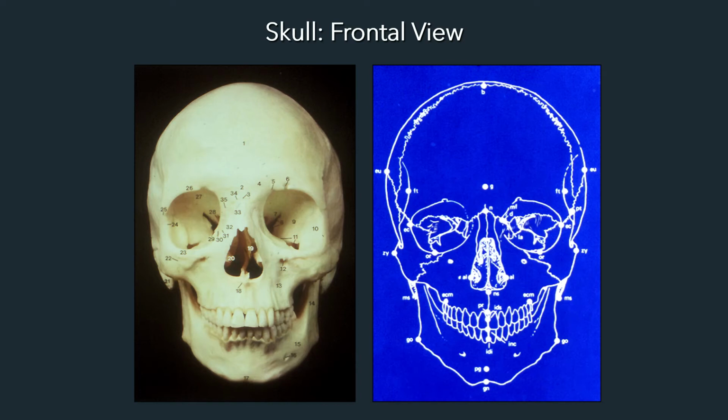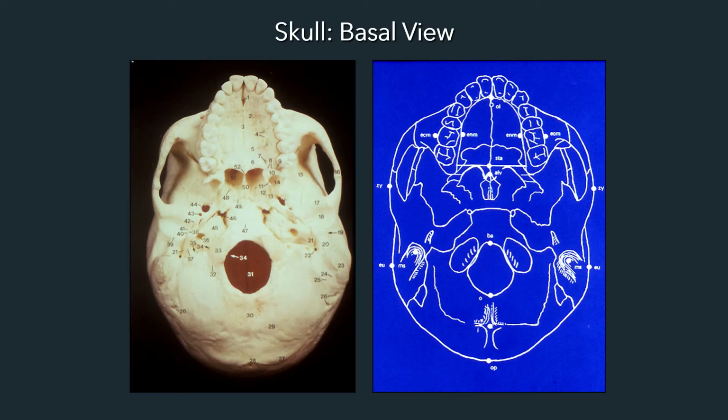Here is the skull in the frontal view. Highlighted here are the orbits, but the orbits are going to be discussed in another topic. The nasal bone, the maxilla, and the mandible. And here, the basal view. We can clearly see the foramen magnum and all the foramens.